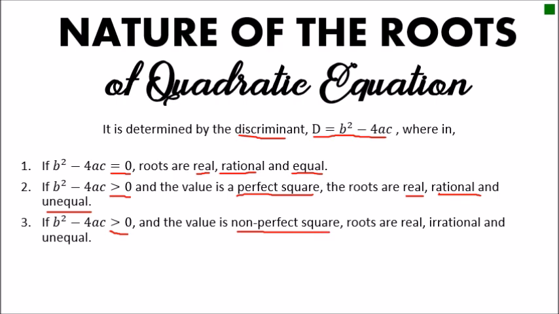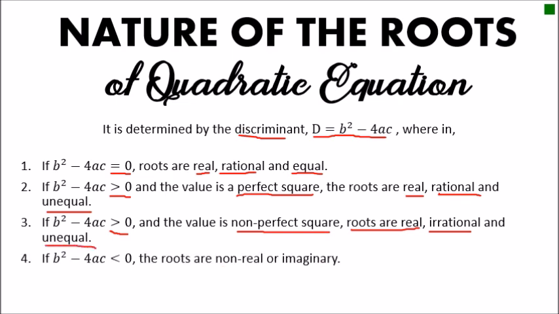Next, if the discriminant is greater than 0 ulit, but this time, hindi perfect square, okay, ano-ano yung mga hindi perfect square? Yung 2, 3, 5, 6, 7, 8, and so on and so forth. Yun yung mga numbers or integers greater than 0 na hindi perfect square. So, ang nature ng roots ay real, irrational, and unequal.